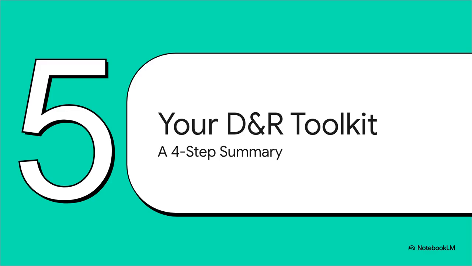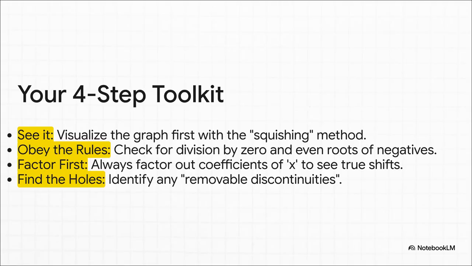Whoa, okay. I know that was a lot to take in. But the good news is we can boil all of this down into a super simple 4-step toolkit that you can use for pretty much any problem. So here it is, your 4-step game plan. Number 1, see it. If you can, visualize the graph and use the squishing method. Number 2, obey the rules. Always check for division by 0 and even roots of negatives. Number 3, factor first. This is the key to finding the real shifts. And finally, number 4, find the holes. Always, always look for those canceled out terms.